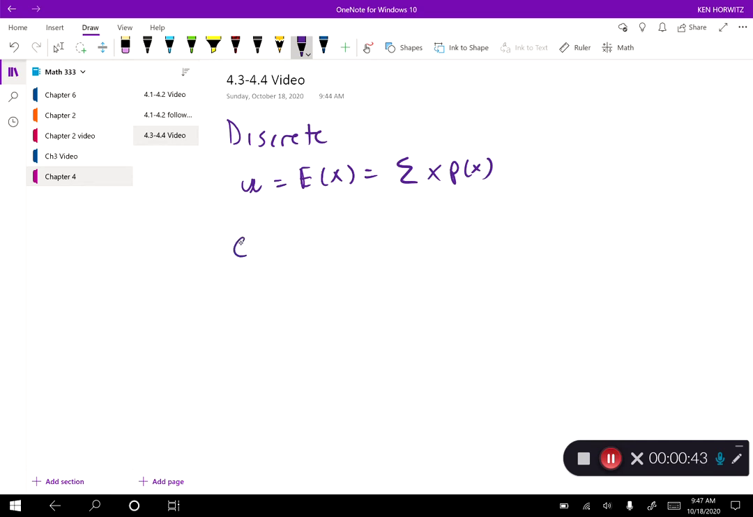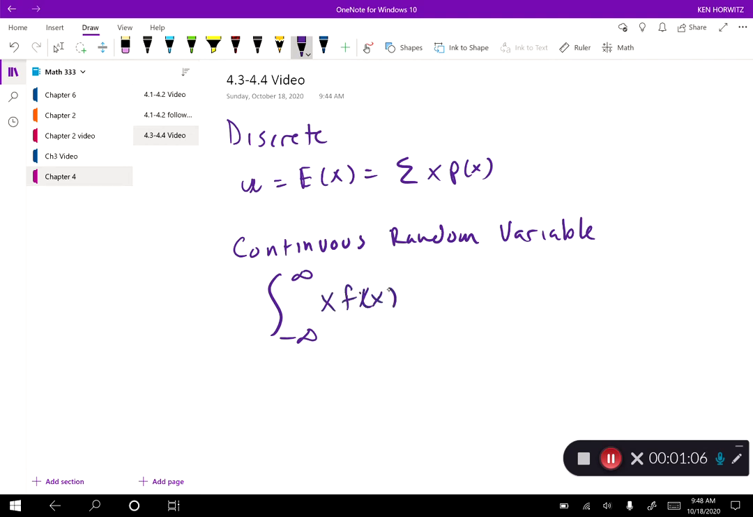quantity for a continuous random variable is we integrate from negative infinity to infinity x times f of x. Now we got to remember that we can restrict our integral to any place where x times f of x is greater than or equal to 0.